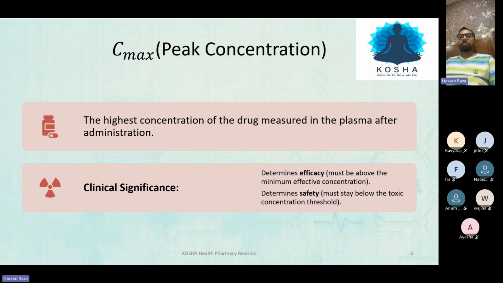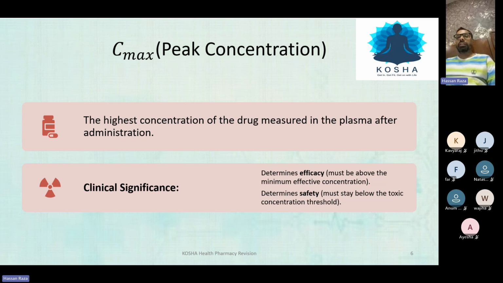What is Cmax? What is peak concentration? It is the highest concentration of the drug which is measured in plasma. If you administer a drug, we as pharmacists or our doctors are interested in the maximum concentration of drug achieved in the blood. Why? Let's take the example of vancomycin, an antibiotic. The minimum inhibitory concentration of vancomycin is basically 15 to 20, so your drug should have a concentration of at least 15 to 20 for it to be efficacious.